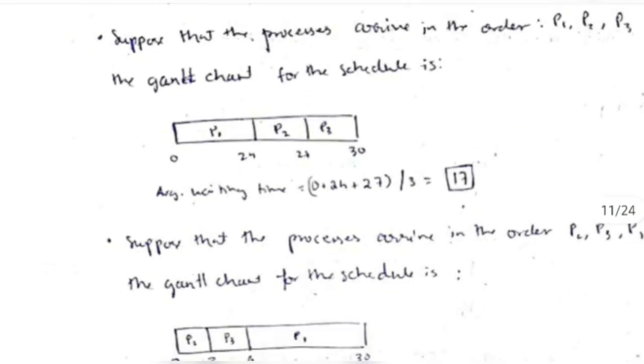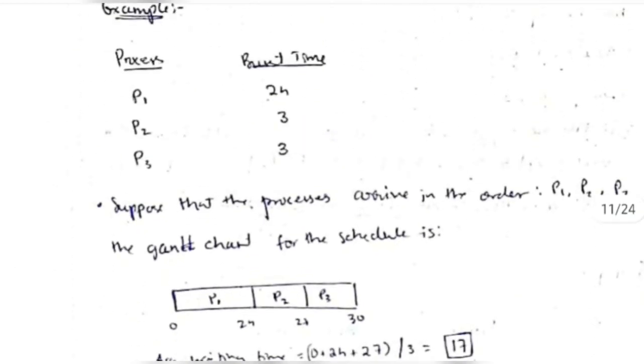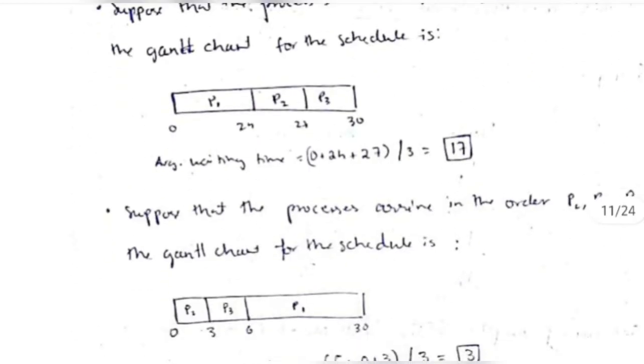In that way we are finding out which is the best order to set the processes so that the average waiting time will be less. Observe here that the total time taken is 30 in both cases, but in this case the average waiting time is far less than the previous one.